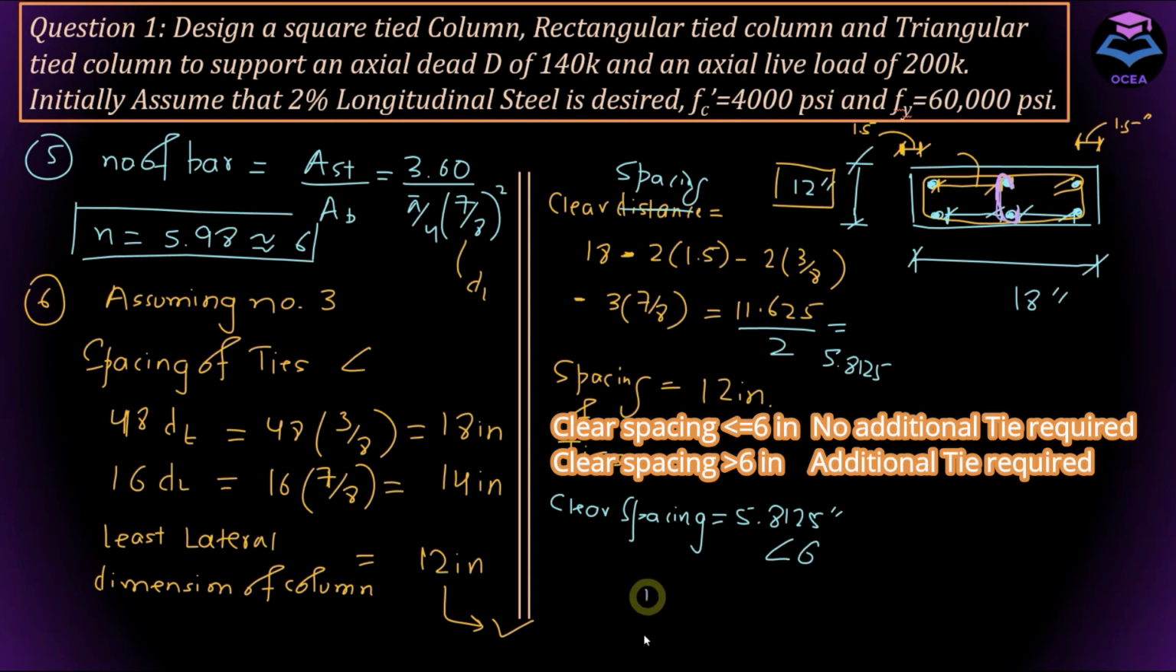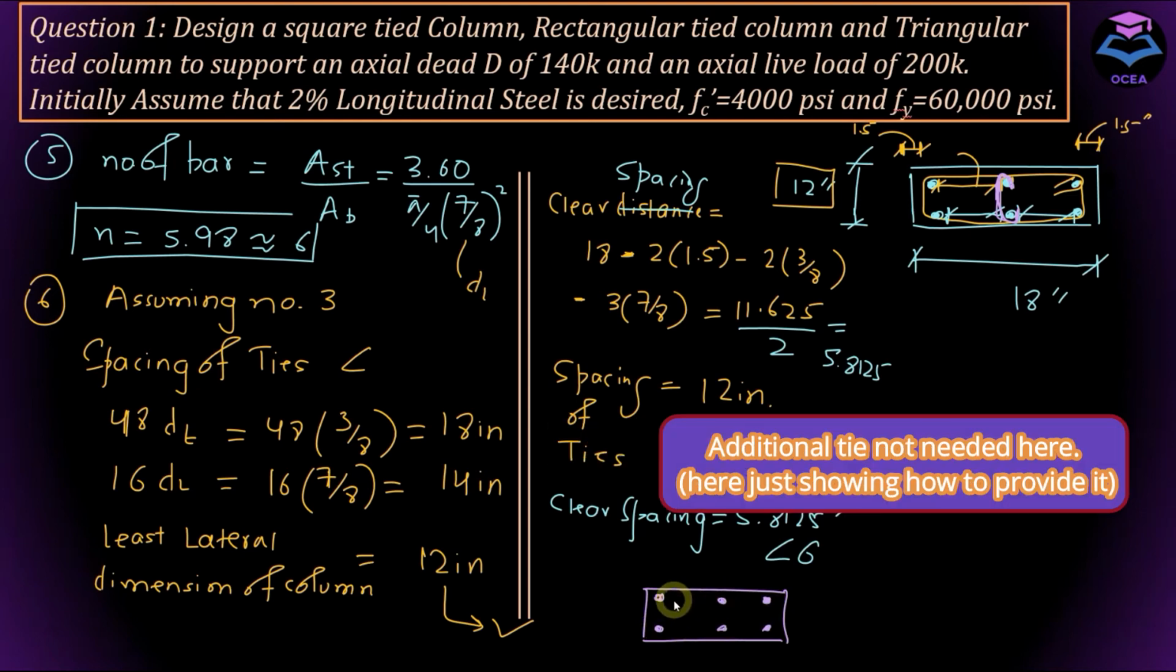Let me draw that again. So this is the column. These are the longitudinal bars. We have one tie running like this, and the other one connecting these not laterally supported bars.